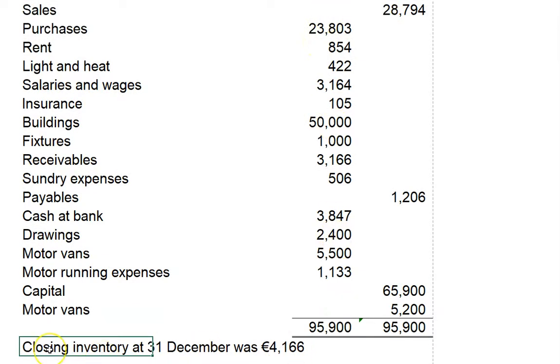And at the end, underneath the trial balance, sometimes there are adjustments, and one of the adjustments here is closing inventory at the year end is €4,166. And in further questions, there'll be a lot more adjustments we have to account for. So the first thing we'll do is the income statement, and to do that, you need to identify the income accounts and the expense accounts. The income accounts will be on the right-hand side, the credit side of the trial balance, and the expense accounts will be on the debit side of the trial balance.